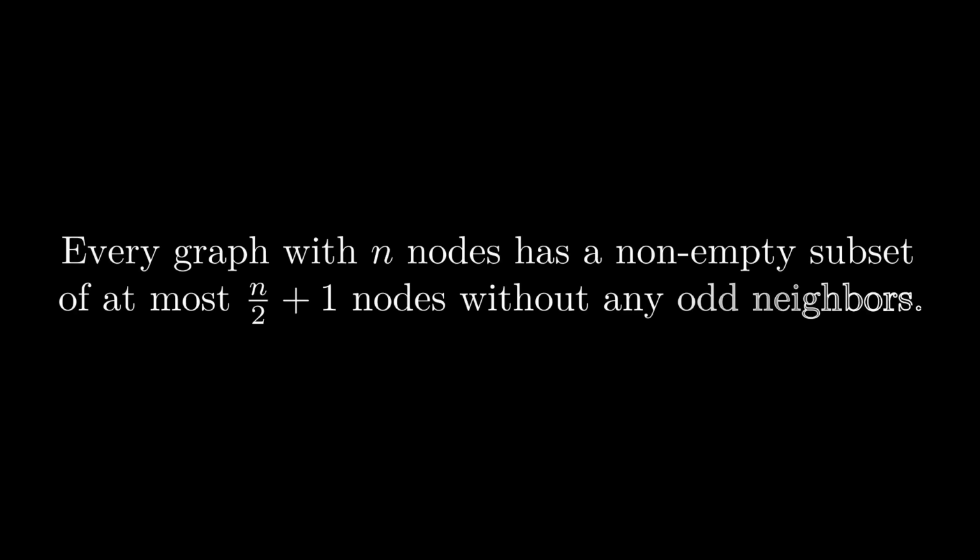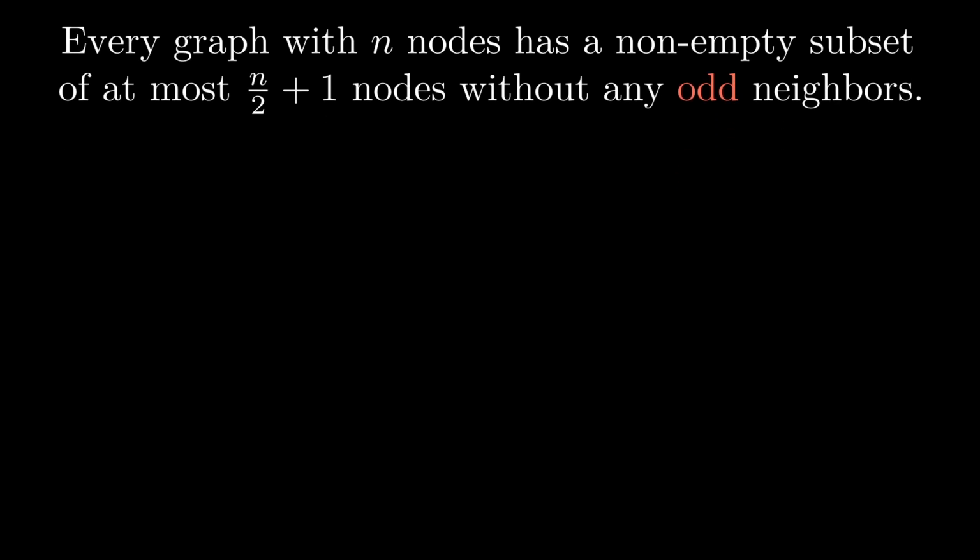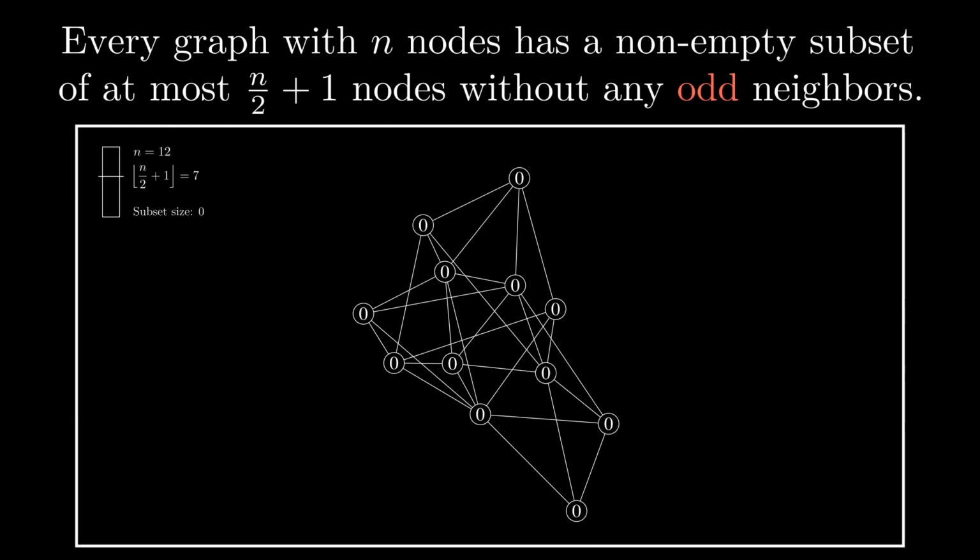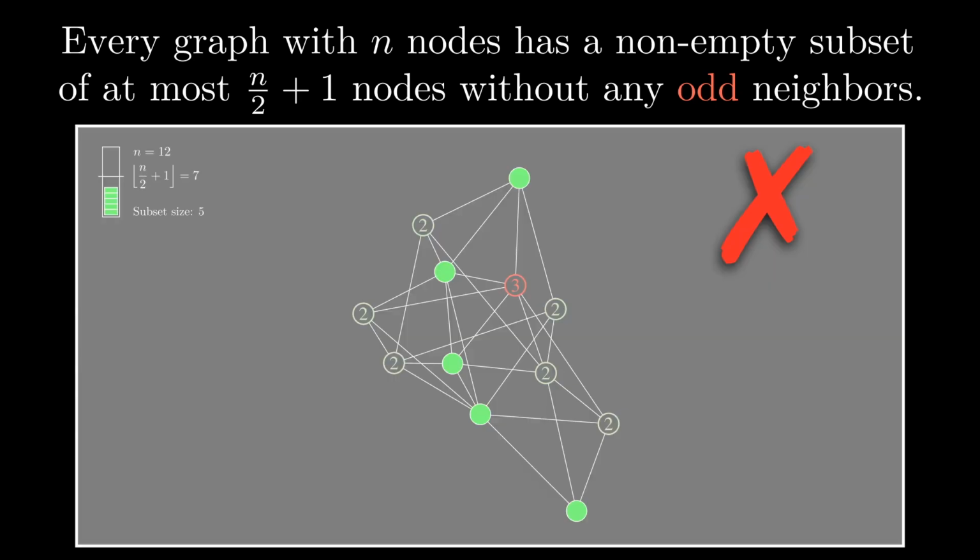Finally, here's the promised open problem. I speculate that the stronger version of the theorem is also true. Does every graph have a small subset without any odd neighbors? Intuitively, an odd neighbor of a subset is connected an odd number of times. Do you remember this graph from the introduction and the small subset of its nodes without any unique neighbors? The same subset actually has some odd neighbors, but I guarantee you that you can find another small subset which does not have any odd neighbors.